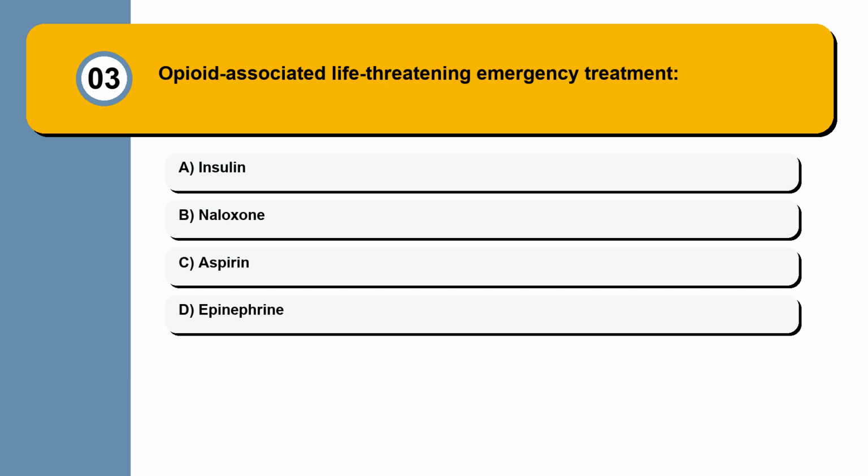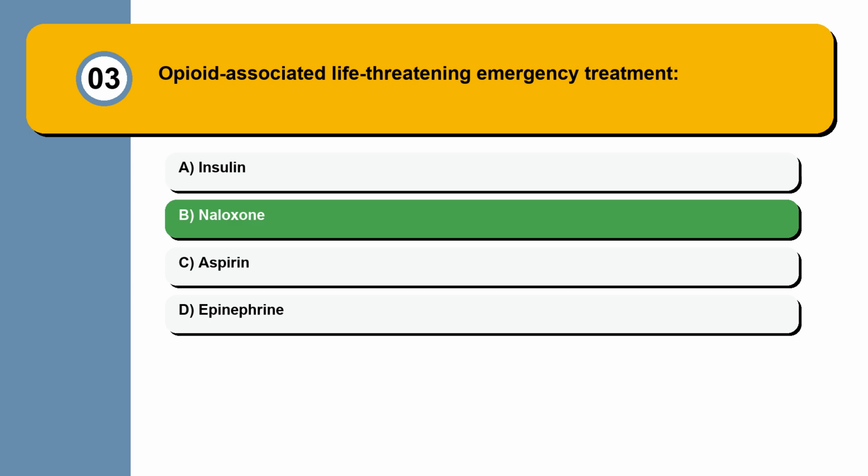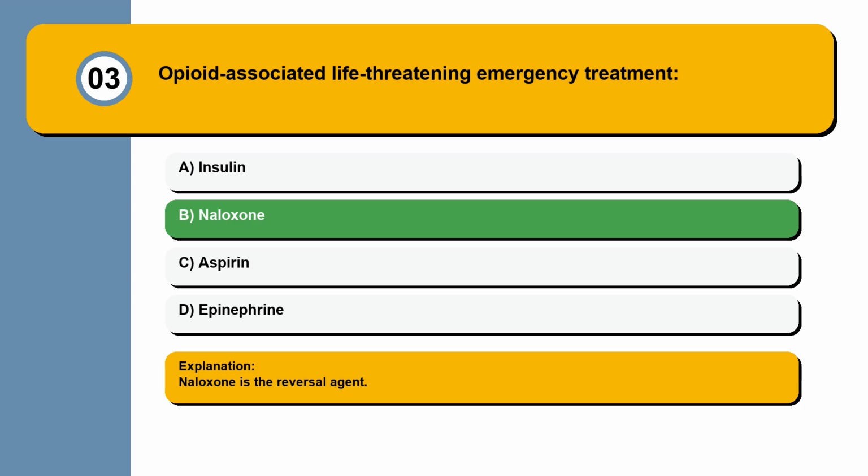Question 3. Opioid-associated life-threatening emergency treatment: insulin, naloxone, aspirin, epinephrine. Naloxone is the reversal agent.